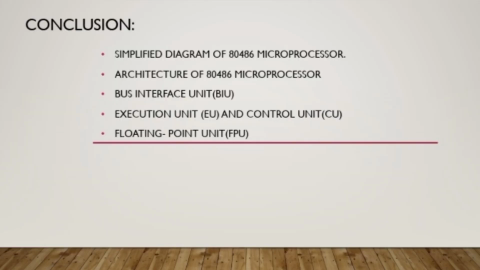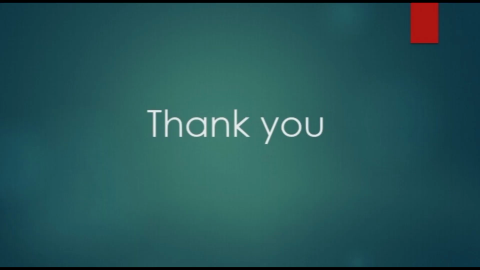Here we came to the conclusion. In this topic, we discussed the simplified diagram of 80486 and the architecture of the 80486 microprocessor. In the architecture of 80486, we saw the bus interface unit, execution and control unit, and lastly, we saw the floating point unit. Thank you everyone.